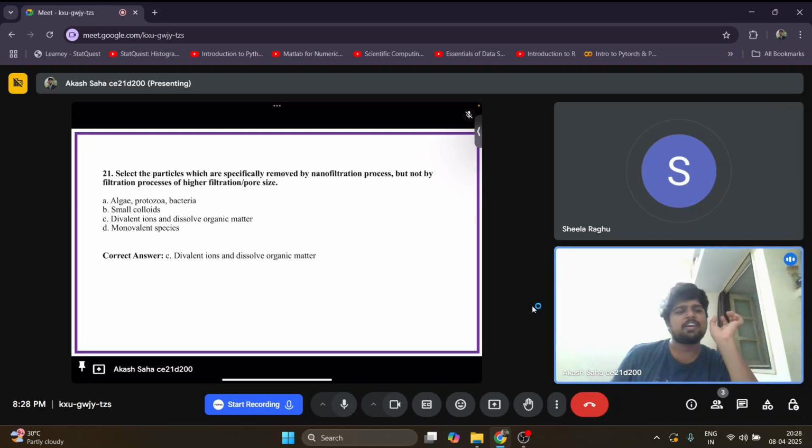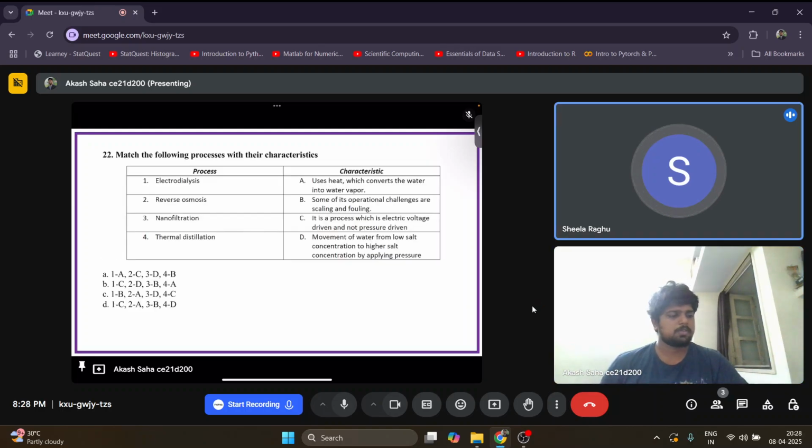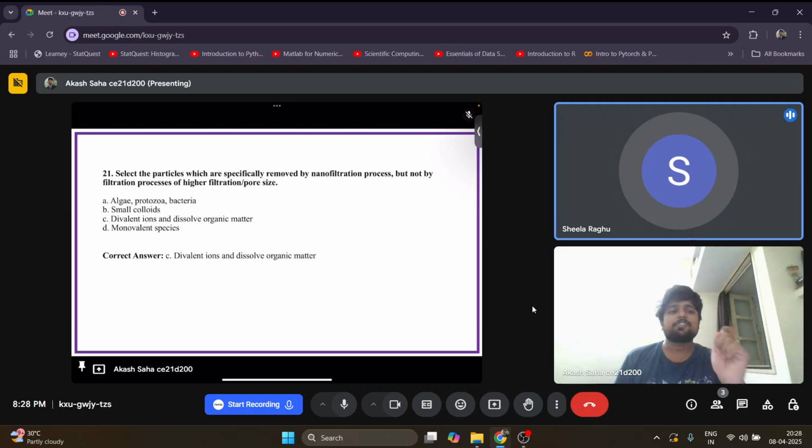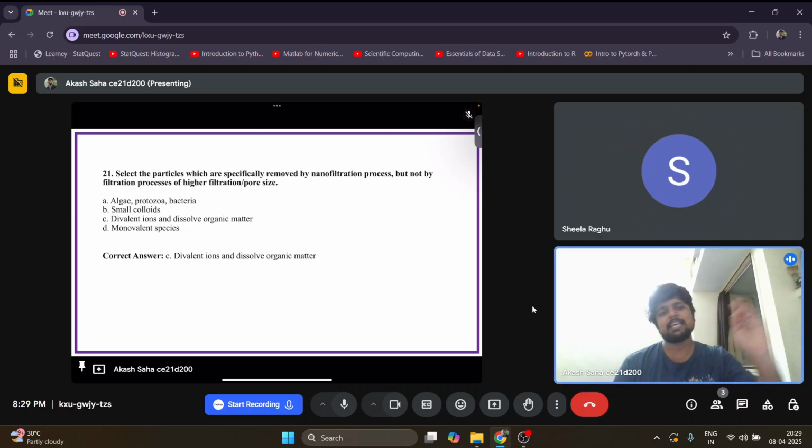And then monovalent species like small ions of sodium will not be removed by any of these three. They can be removed only by reverse osmosis. The first one, algae and protozoa, is removed by micro or ultrafiltration. Colloids are for ultra. If it is a virus, then it will go to the nano or reverse osmosis range.